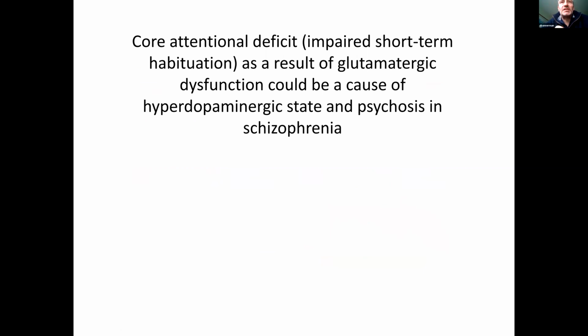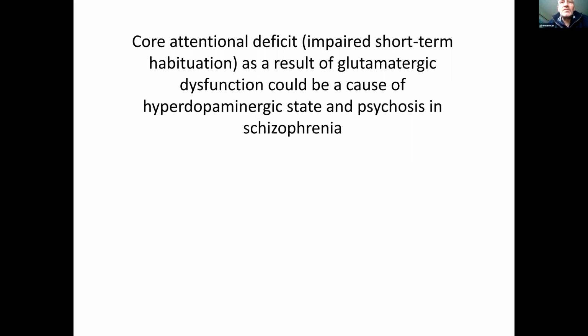Okay, so that's quite nice. That's evidence that a core attentional deficit, so impaired short-term habituation, resulting from an impairment in glutamatergic transmission and deficits in synaptic plasticity, could be a driver of a hyperdopaminergic state leading to psychosis in schizophrenia, potentially providing a link between the glutamate hypothesis of schizophrenia and the dopamine hypothesis.